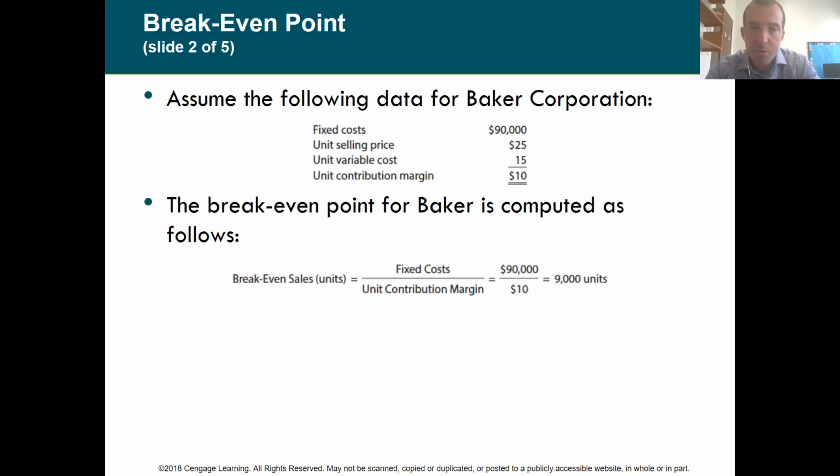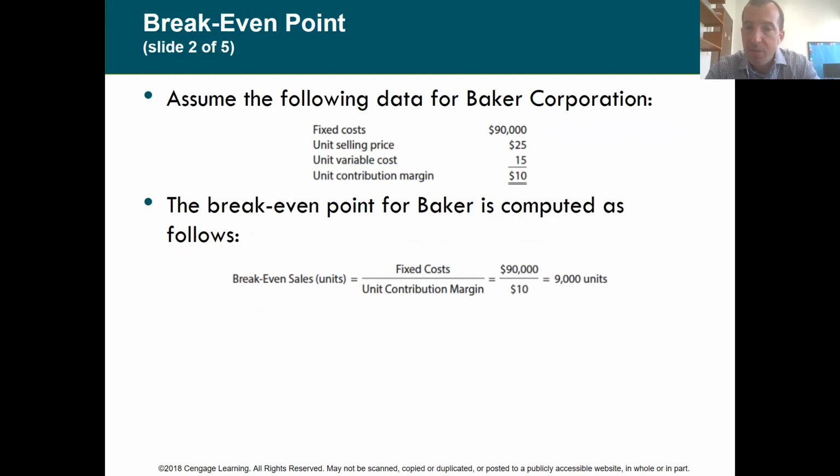And then here we have an example. We have a company, Baker Corporation, that has $90,000 in fixed cost. The selling price is $25 per unit. The variable cost per unit is $15. The unit contribution margin is $10 per unit.